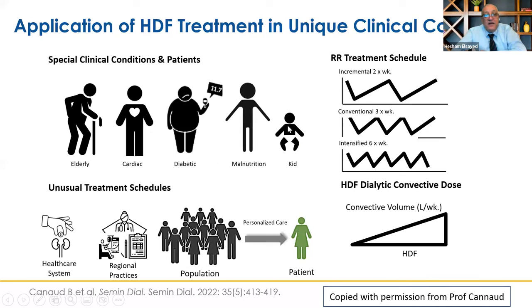Our colleagues in pediatric nephrology are doing hemodiafiltration for all, and thanks to Professor Dr. Fatina, who is doing a great job in pediatric nephrology. 100% of their children on dialysis are on hemodiafiltration. However, you can consider the healthcare system cost, the practice, and the population need, and you can personalize each patient accordingly. In all case scenarios, we have to be adherent to the convection volume, starting from 23 liters per 1.73 square meter of body surface area.